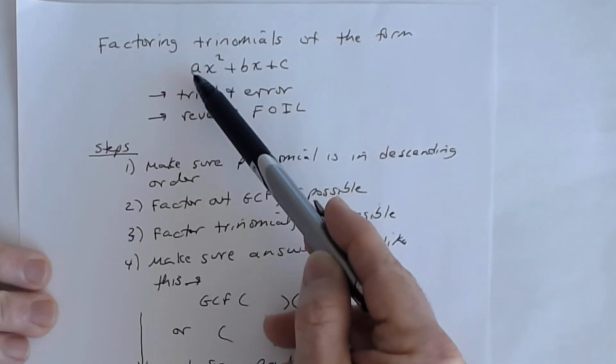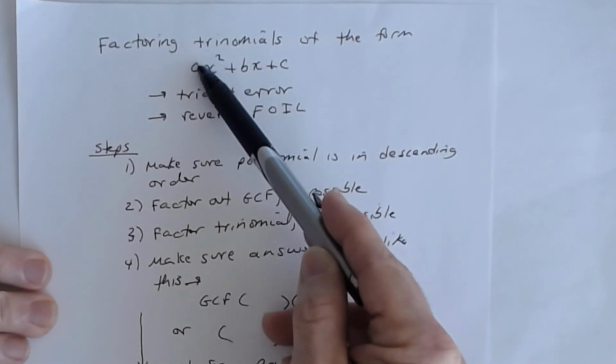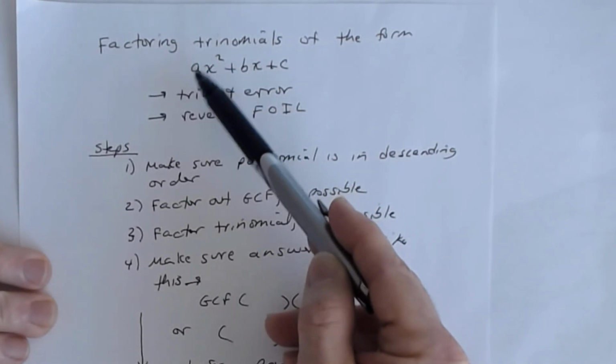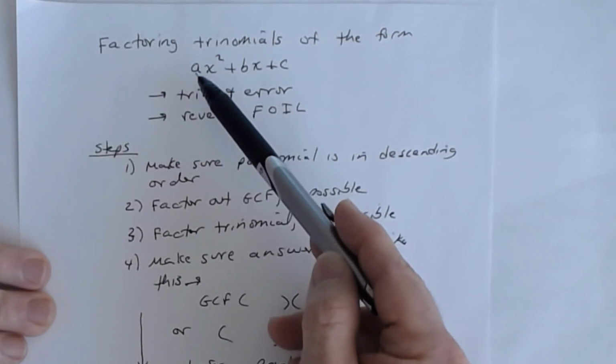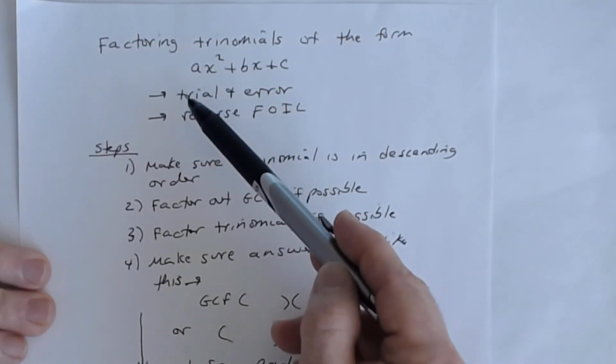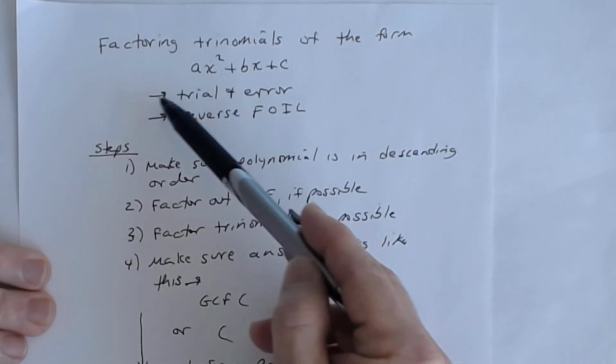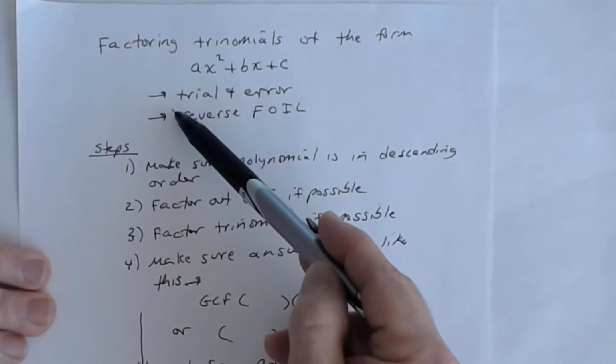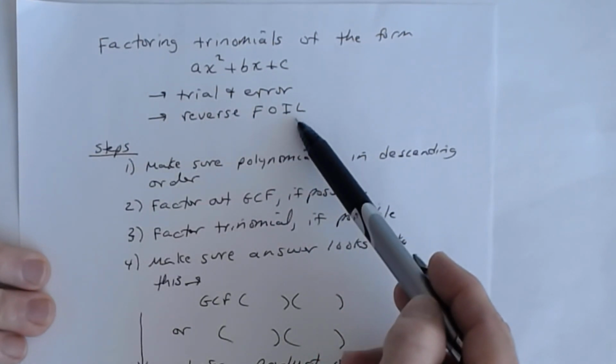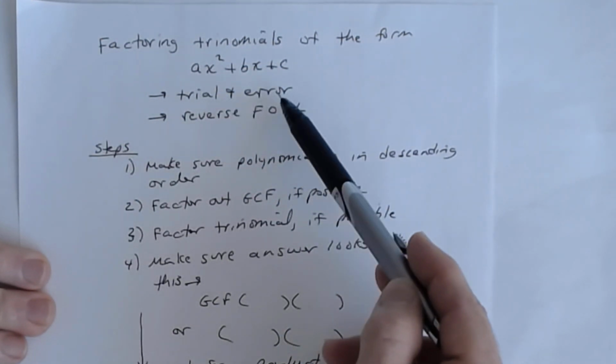And so there are a couple of problems you're going to see this week, and even in my math lab, where that coefficient of x squared is negative. And so that confuses students when they see that. The way you're going to work it, for the most part this week, is trial and error. And sometimes it's called reverse FOIL. So we're going to talk about trial and error and reverse FOIL.